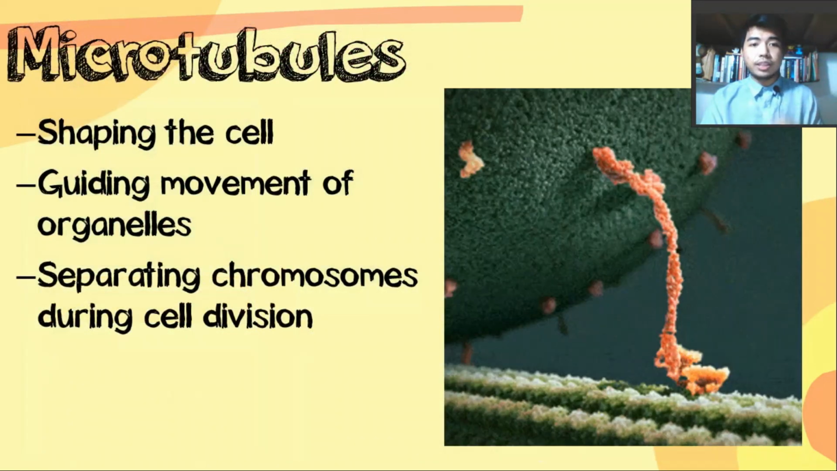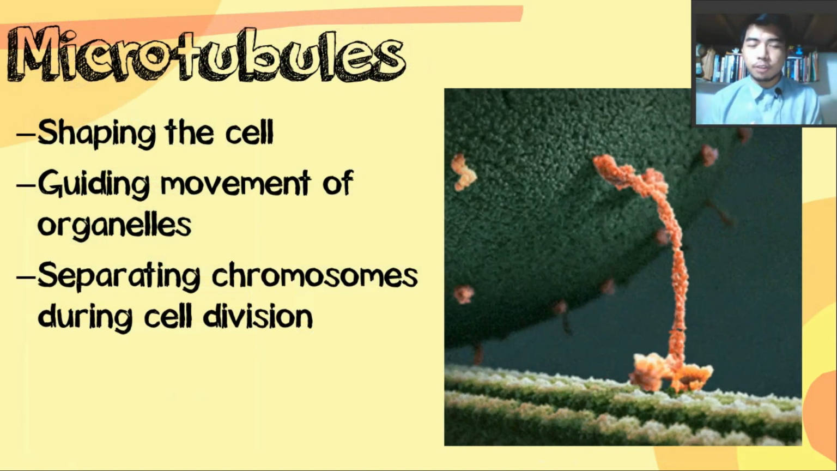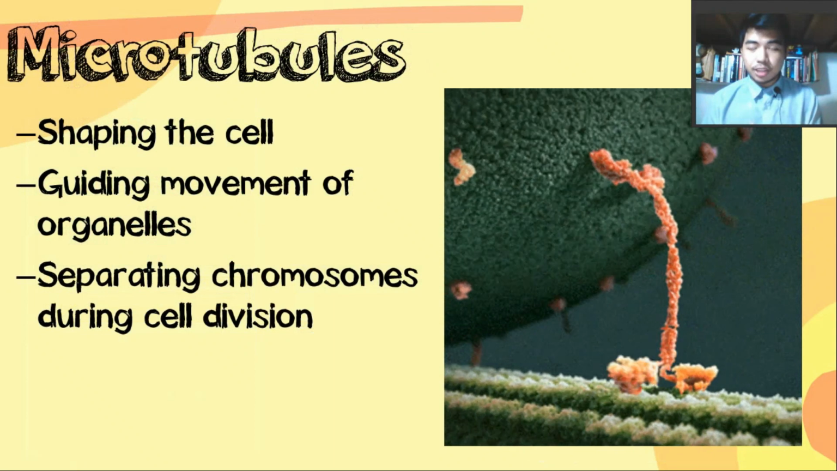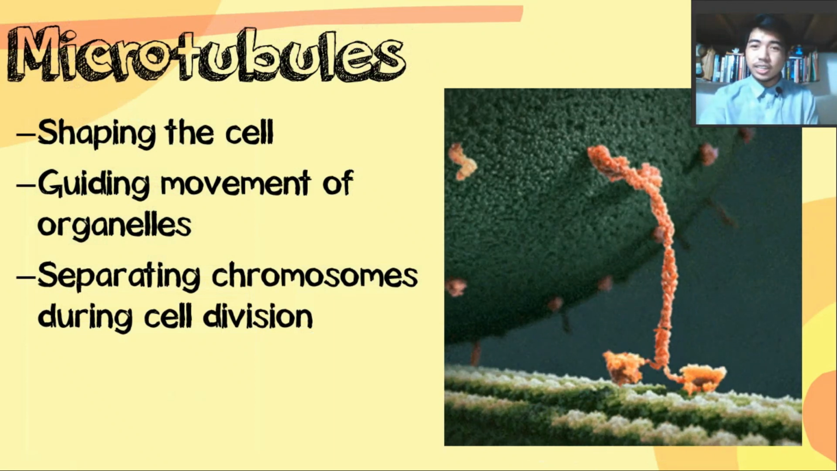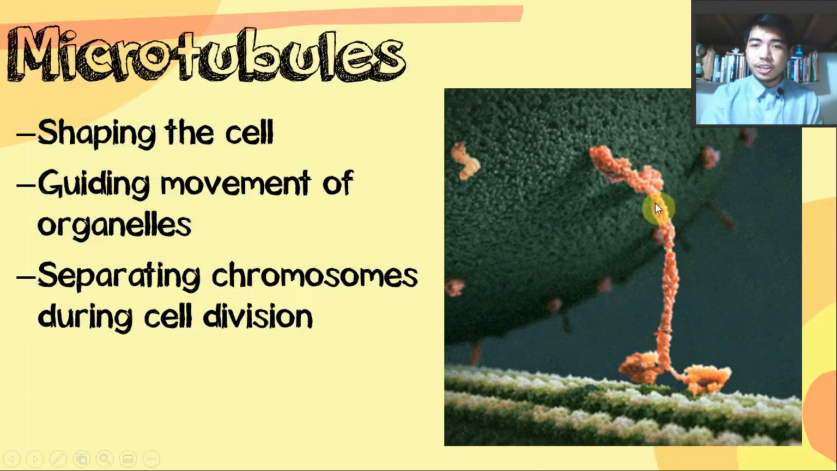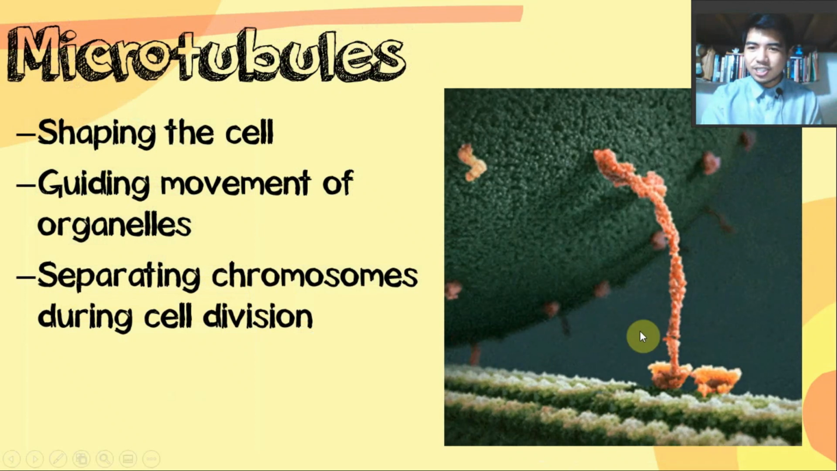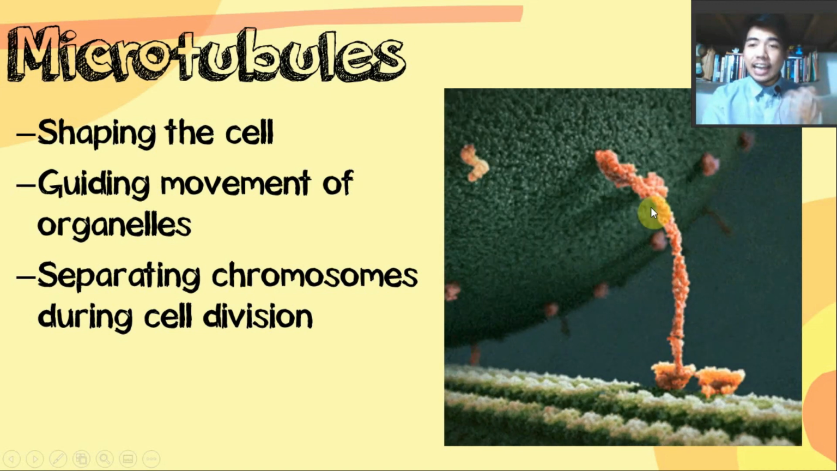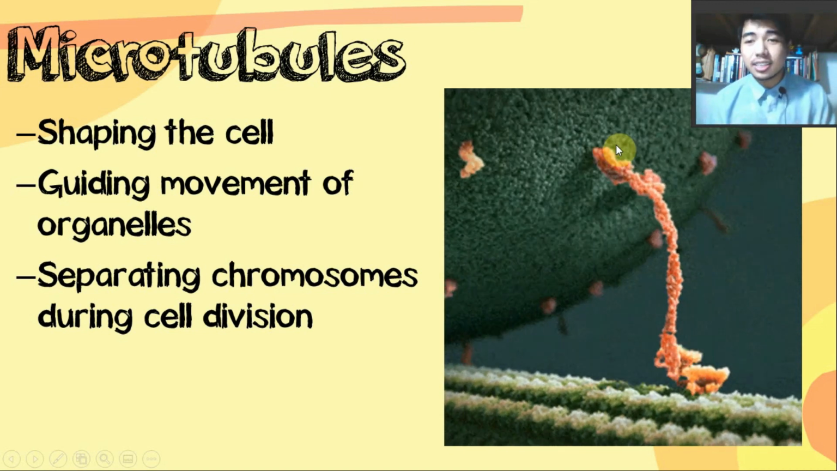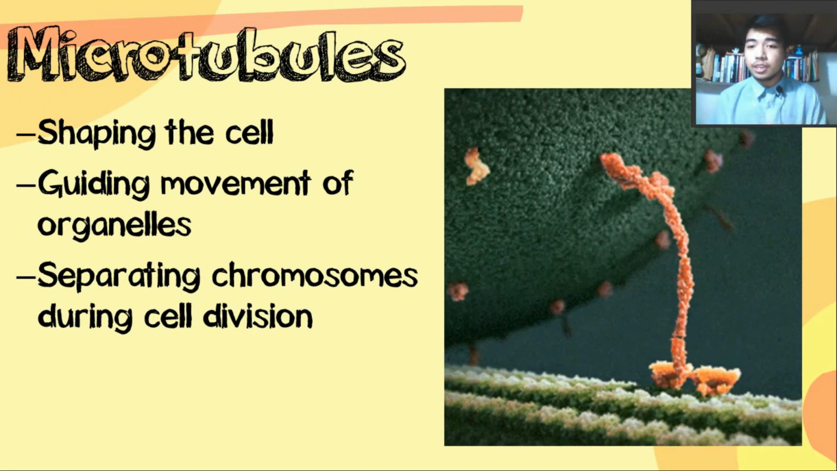Specifically, let's start with the microtubules. Microtubules are responsible for the shape of the cell. Microtubules are also responsible for guiding the movement of organelles, and for separating chromosomes during cell division. You can observe here a transport protein, technically just strutting on a runway. This is an example of an actual protein. I mean, this is a computer-generated illustration of what a transport protein looks like.